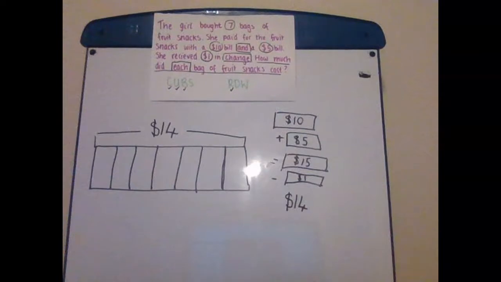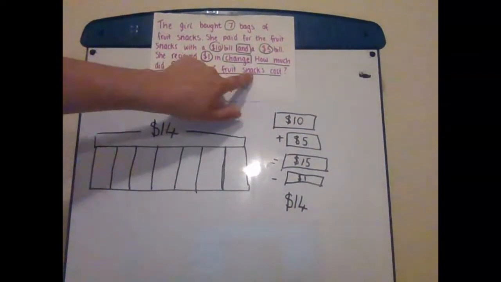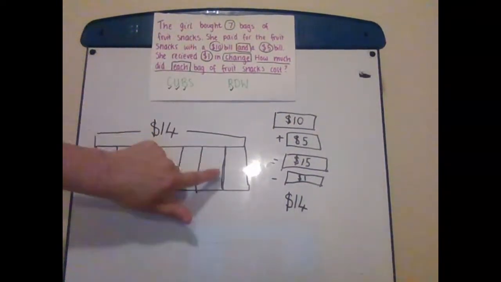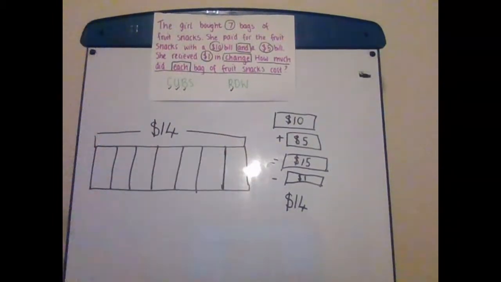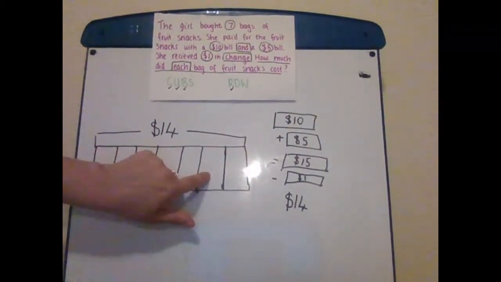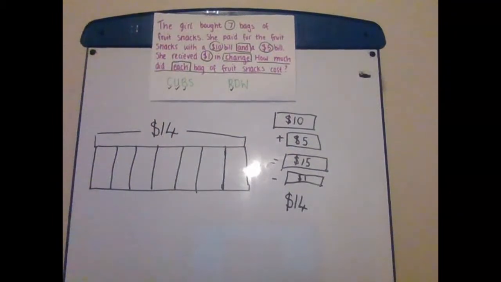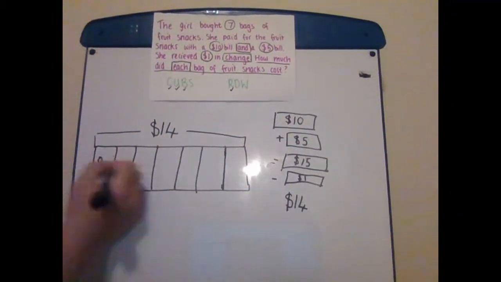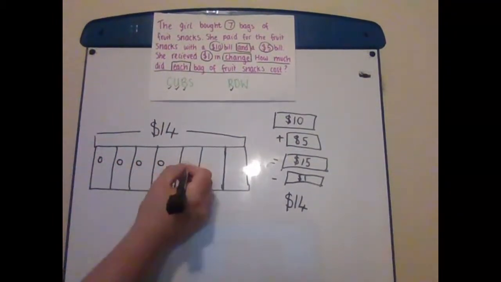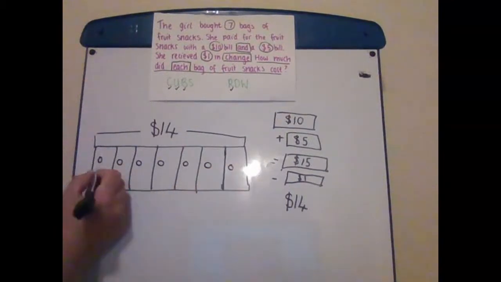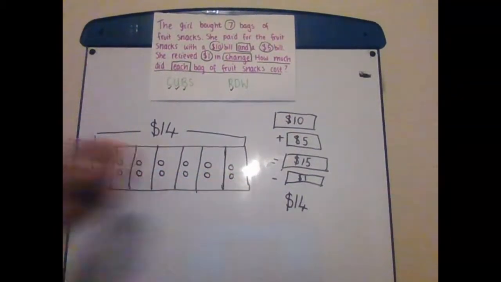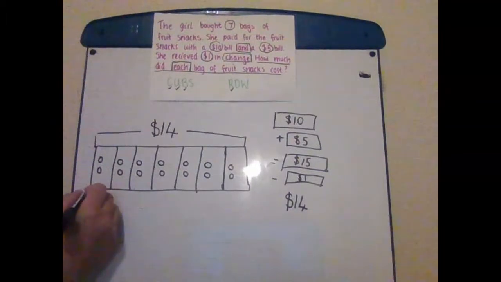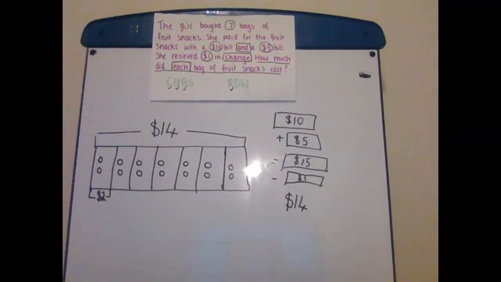Okay. How much did each bag of fruit snacks cost? So the total cost is $14. There's 1, 2, 3, 4, 5, 6, 7 bags. Now I need to split them up. So 1, 2, 3, 4, 5, 6, 7, 8, 9, 10, 11, 12, 13, $14 split up. Each bag cost $2. Okay?